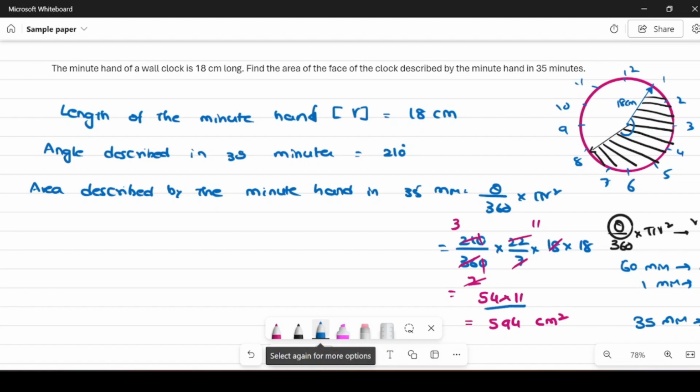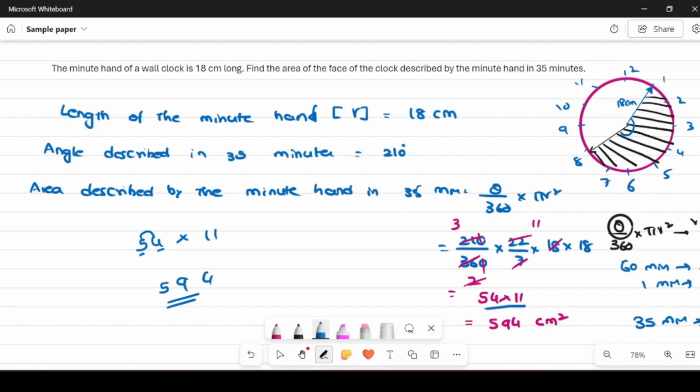Here, if you want to know a shortcut to multiply any number with 11, see here, I am multiplying 54 into 11. You just write the extreme digits. It is not only for 2 digits, it can be for any number of digits. Write the extreme digits, here 5 and 4, give space in between, and add these two numbers. So 5 plus 4 is 9. So it will be 594 square centimeters.